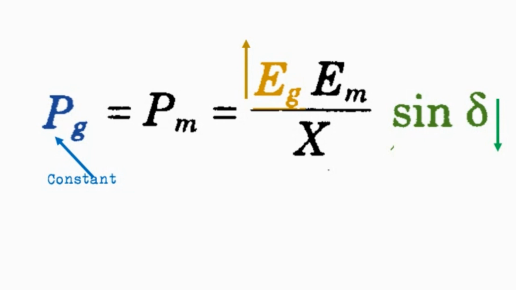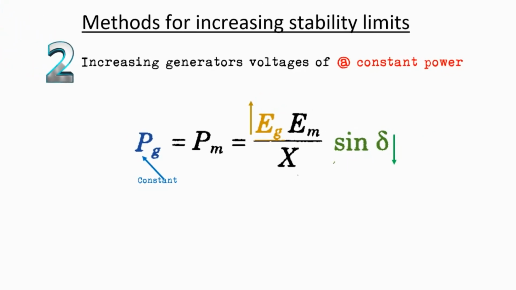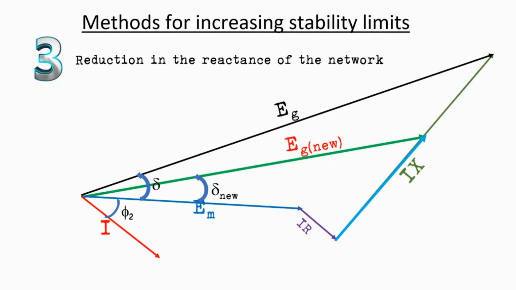So in this case, delta will have to be less to maintain this equilibrium in the equation. And keeping the generated power constant, increasing the voltage at the generator side, the sine delta, the power angle, the torque angle will be reduced. Third method is if we reduce the reactance of the network.